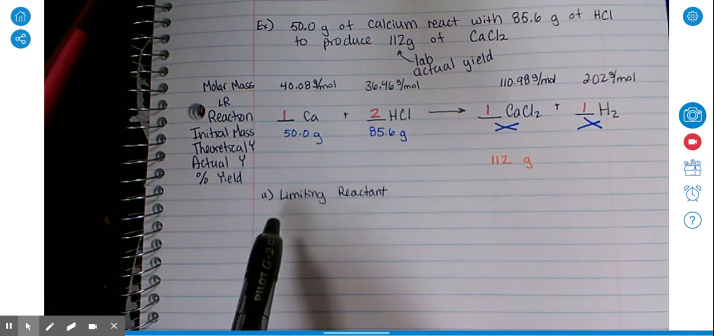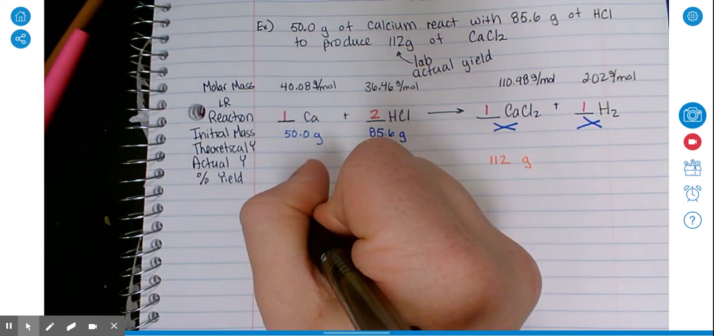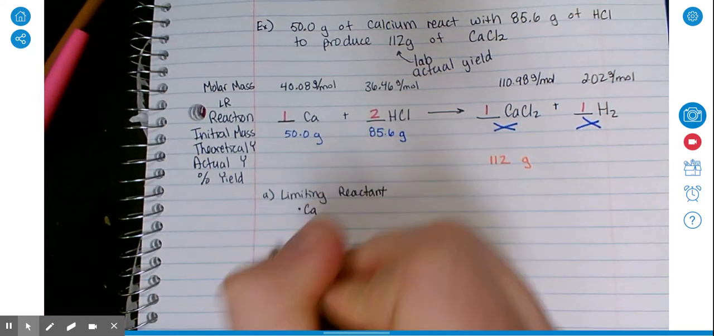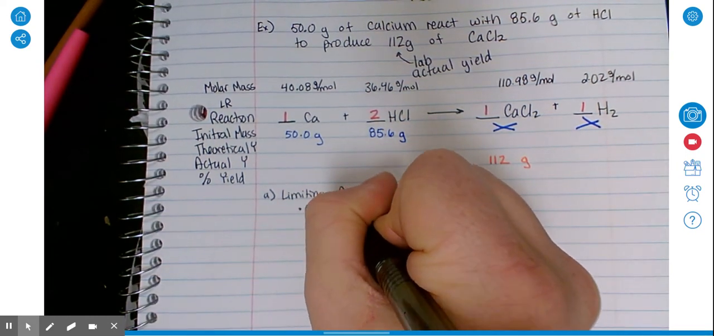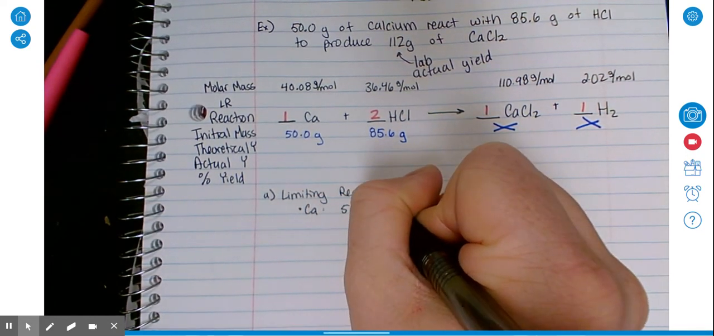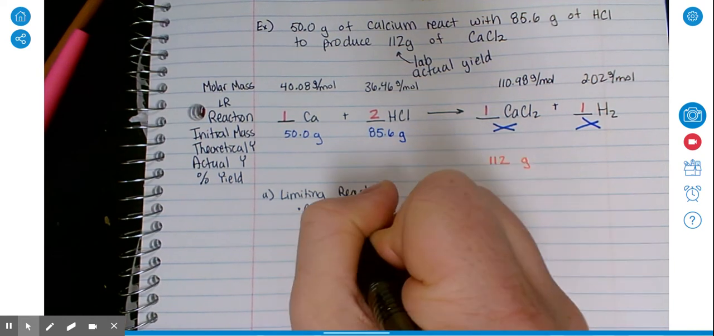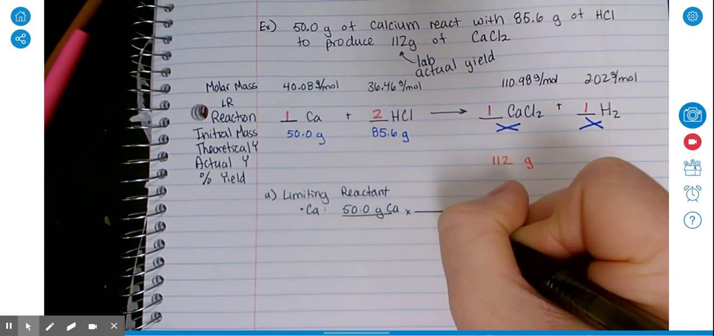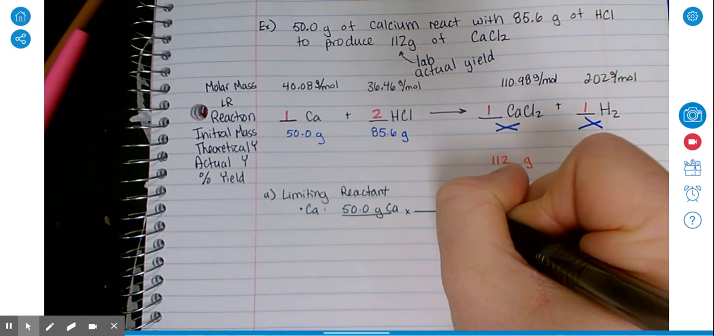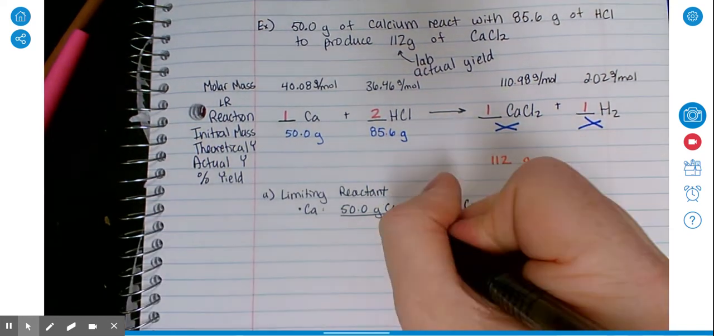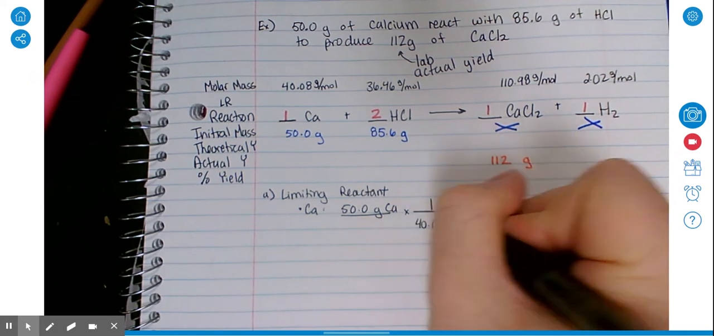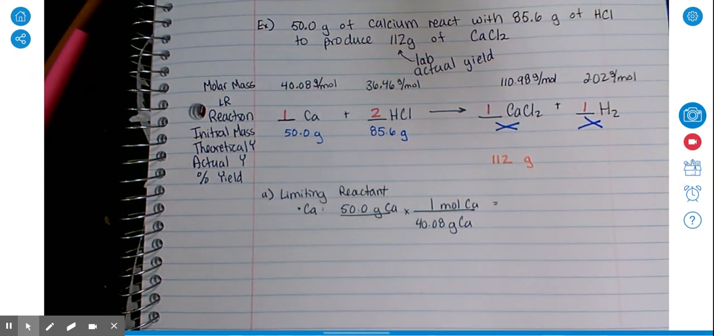Okay, so limiting reactant. We're going to look at calcium and HCl. I'm going to look at calcium first because it comes first. Take your initial 50.0 grams of calcium, grams to moles. 1 mole contains 40.08 grams. 50 divided by 40.08. Let me get my calculator out.